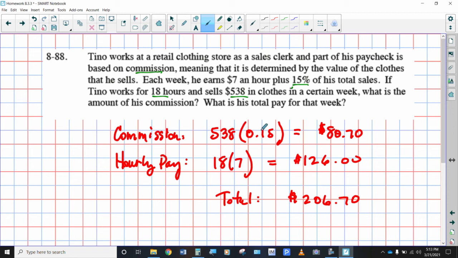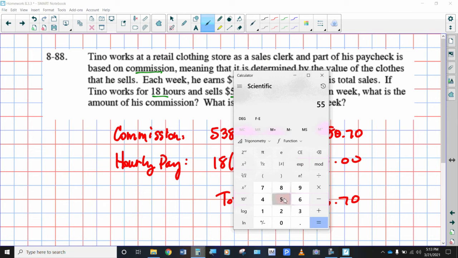This would be a situation where you would not multiply it times 1.15, because he's not going to make the $538 plus the extra 15%. He's just making 15%. We've got to figure out what is 15% of 538. So we'll take 0.15 times 538, and that is how we get our $80.70.